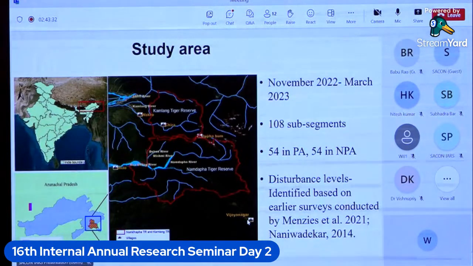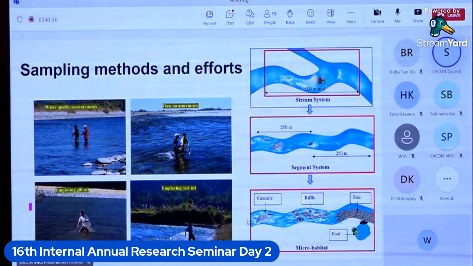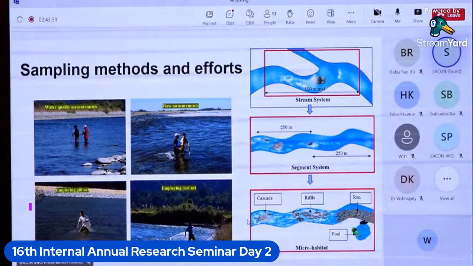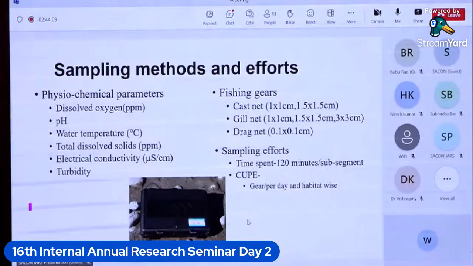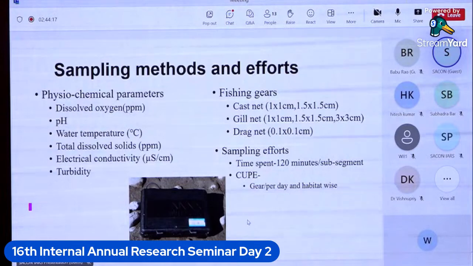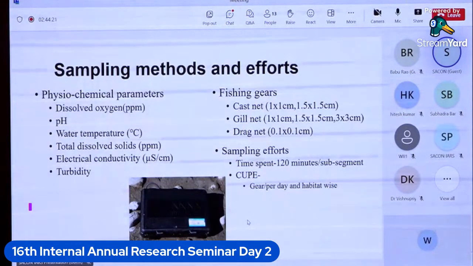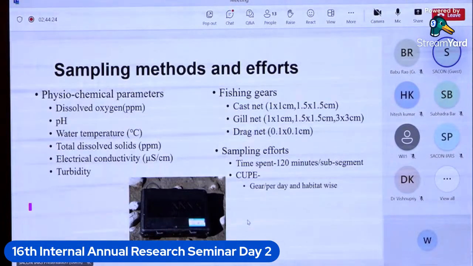As far as our method is concerned, we follow a stratified sampling design where we have different segments, within which we have sub-segments. At every 250 meters, we identify different kinds of habitats, like cascade and pool, and we sample. The distance between two segments is 500 meters, and at every 50 meters we record the water quality parameters like DO, pH, and temperature, using a multi-parameter probe, and flow using a flow meter.